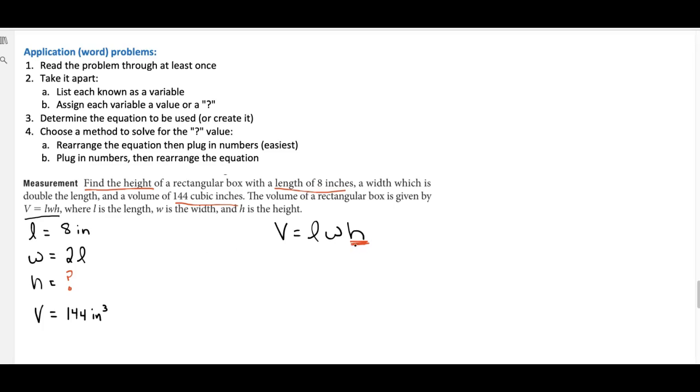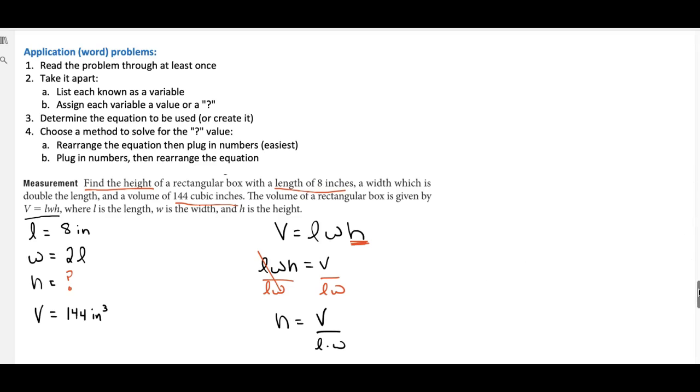So we're going to rearrange this formula for H, which means I'm going to divide. Well, first I'll rewrite it. So we've got L, W, H equals V. And now I'm going to solve for H. So I'm going to divide everything by LW to get H by itself. And now I have H equals V, the volume, over the length times the width. Okay?